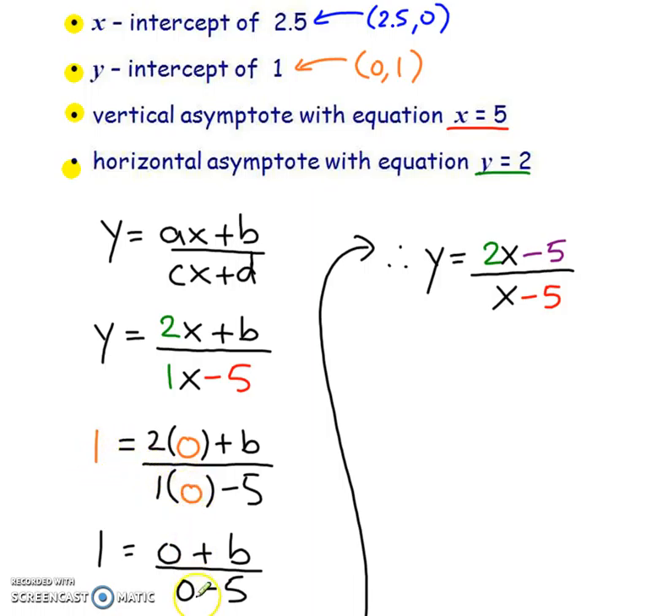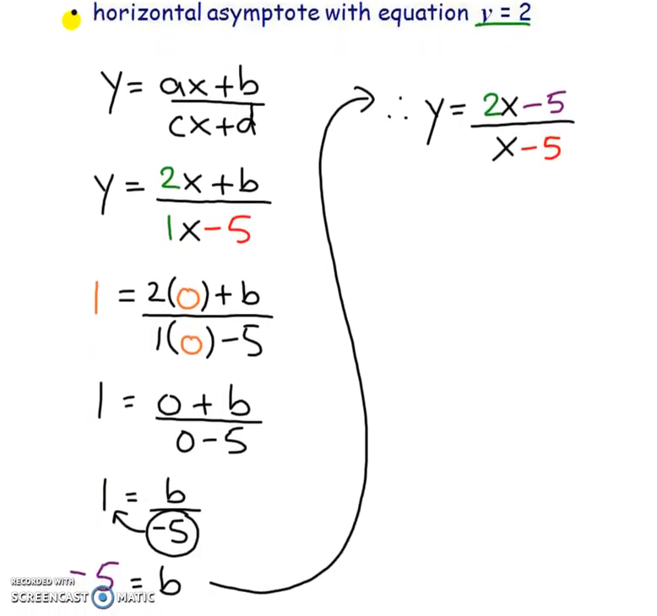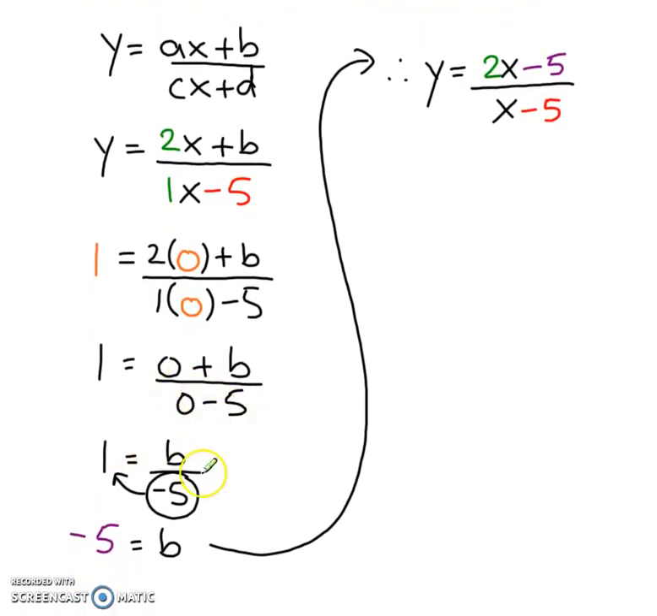So 1 times 0 is 0, minus 5. Well, that's going to give me a negative 5 on the bottom. And then that 2 times 0 is a 0, so then b is the only one on top. I bring the negative 5 to the other side through a multiplication because right now it's dividing. So negative 5 times 1 is negative 5, which means b is equal to negative 5. So I have it right there in purple.